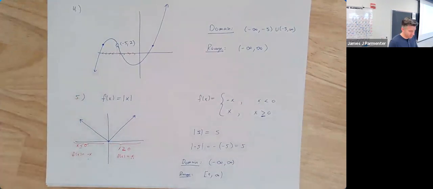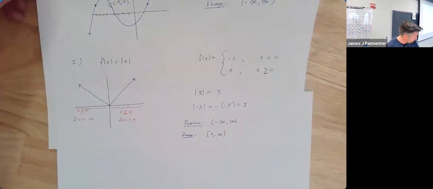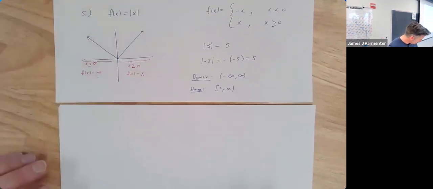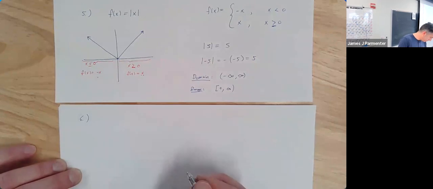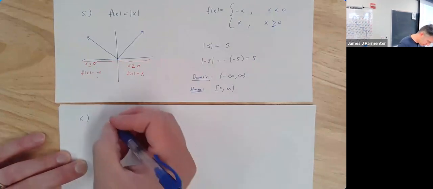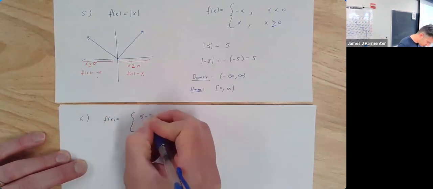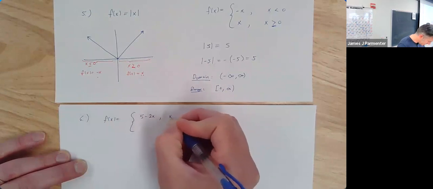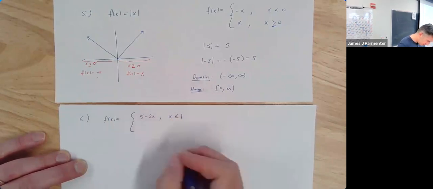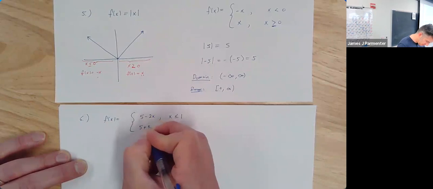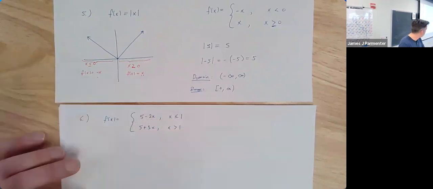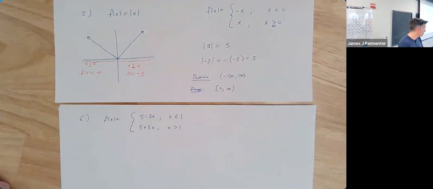Okay, let's look at another piecewise function. A more typical piecewise function. Let's look at f of x equal to a piecewise function: 5 minus 2x when x is less than or equal to 1, and 5 plus 3x when x is greater than 1. Yeah, that's a horizontal. We'll do one like that next.